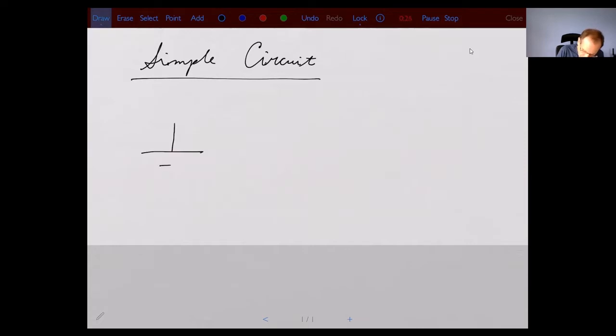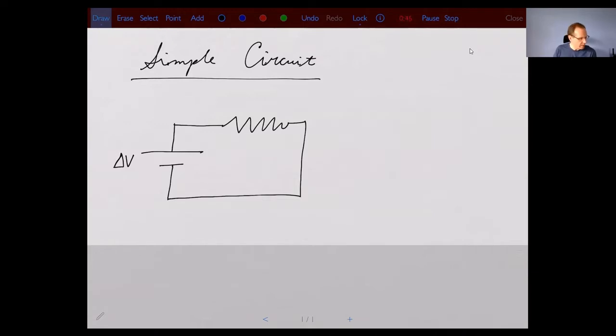So you can think of it like this. Here's my battery. And then there's just going to be a single resistor. And the lines are just wires that connect the resistor to the battery. So this would be my voltage drop across the battery. The resistor has some resistance value. I'll call that R. And if we use the conventional current, we can think of the current as going from positive to negative. So the current I is going in that direction.